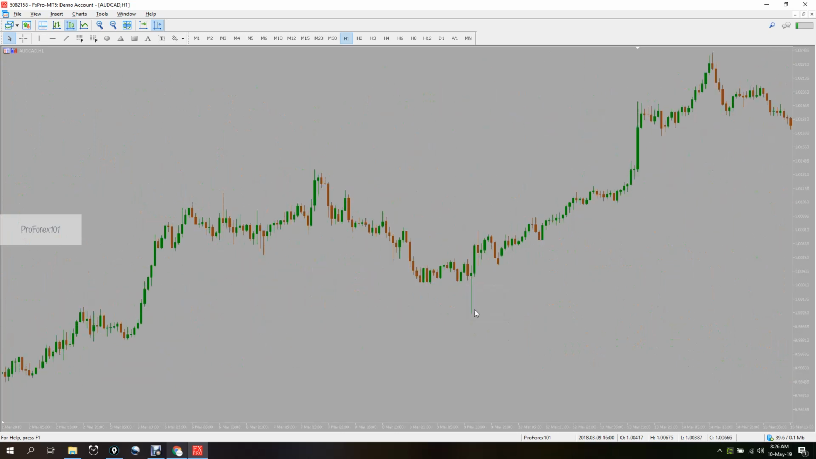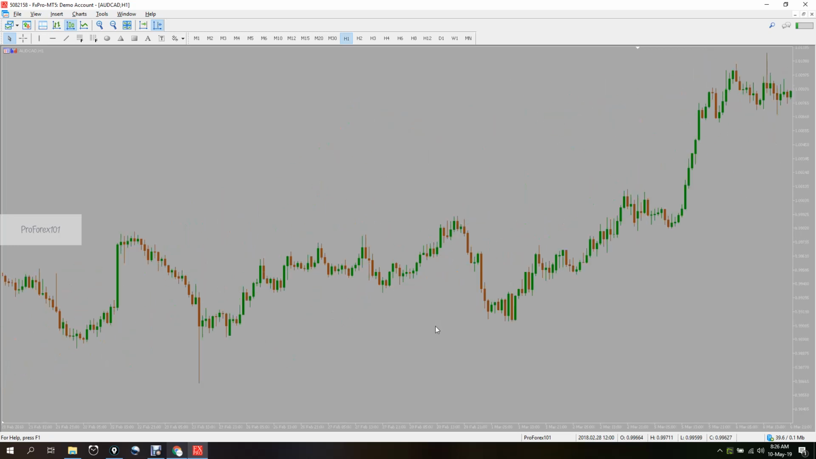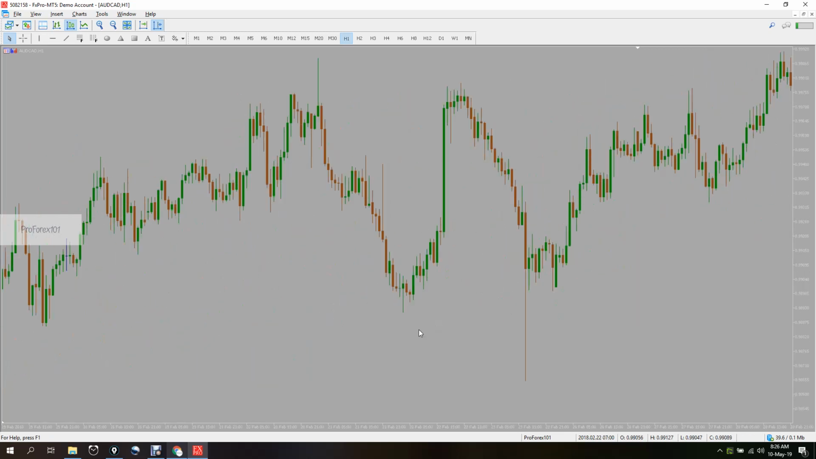This here is not an exhaustion. Why? Because the tail on top is bigger than the body. This is actually a doji. Okay, so very subtle differences, but they mean different things.